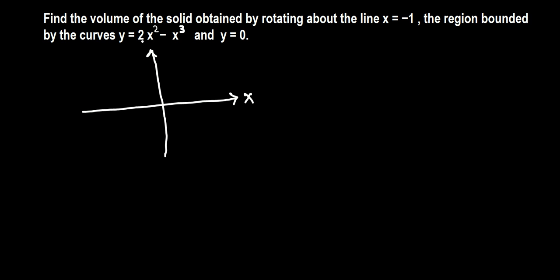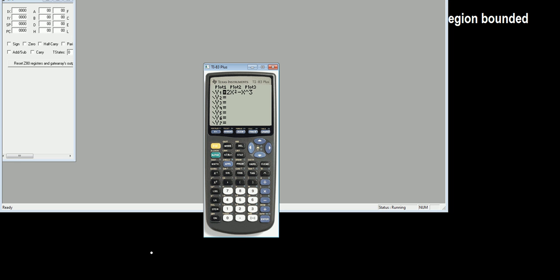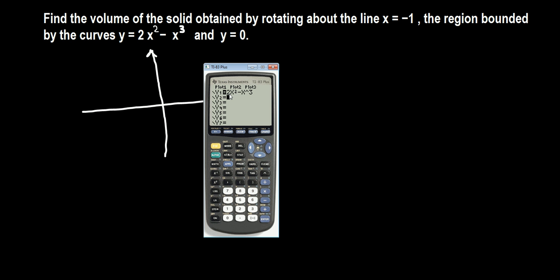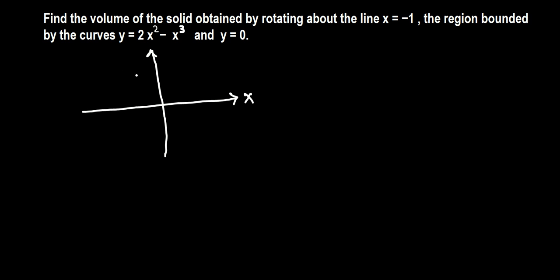Now graphing 2x squared minus x cubed is not that easy, so I want to use a graphing calculator. So this is the graphing calculator. Enter 2x squared minus x cubed, graph, and zoom in to see. The shape will be a negative cubic function, coming down and going like this. Here is 1, here is 2, from the calculator.